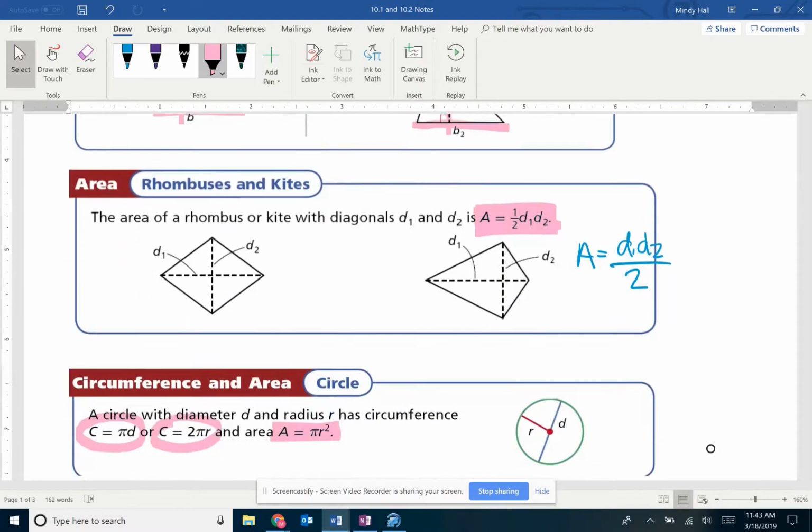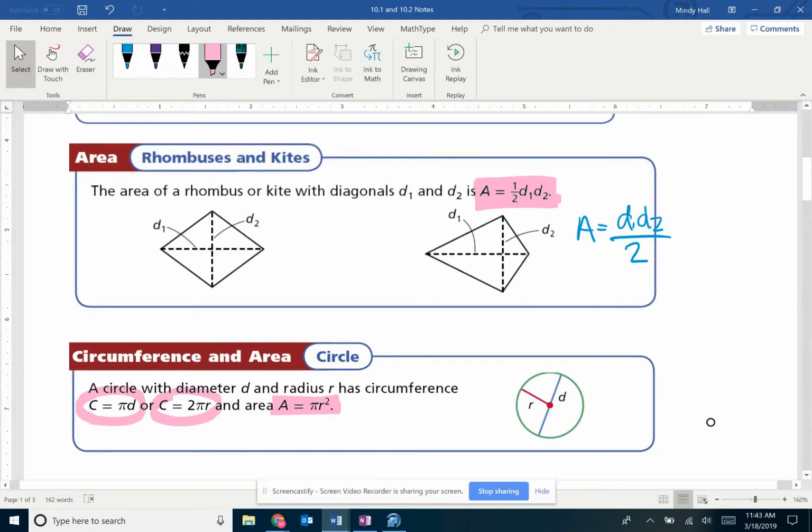For rhombuses and kites, your area is 1/2 times diagonal 1 and diagonal 2. And again, you can rewrite it as area equals d1 times d2 over 2 as well, if you prefer.